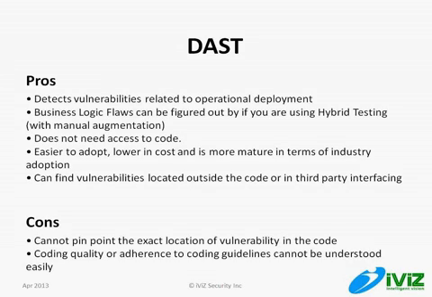It does not need any access to code, and that's the reason why DAST has been a lot more widely adopted globally, because it's a lot easier to adopt, it's lower in cost, and it's more mature in terms of industry adoption. And it can detect vulnerabilities outside the code or in third-party interfacing. So in DAST, you can figure that out, whereas in SAST, you can't.